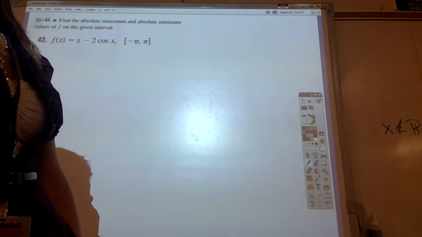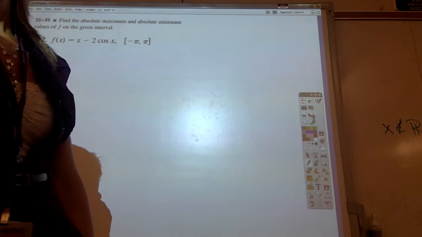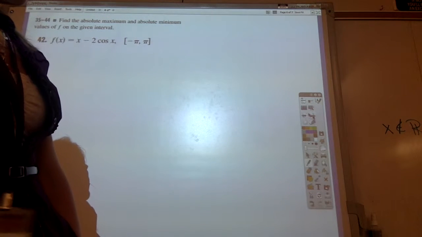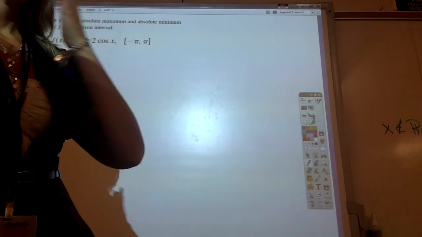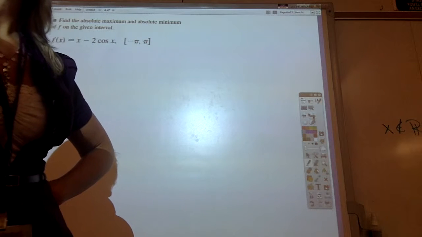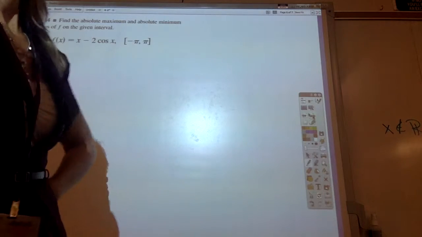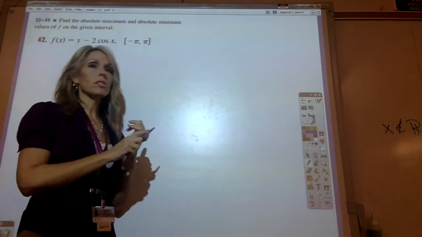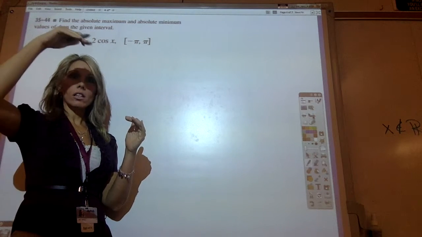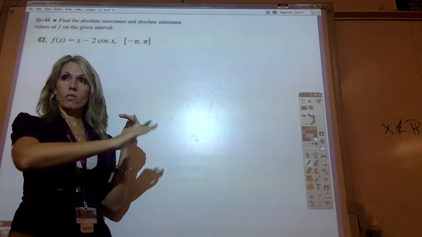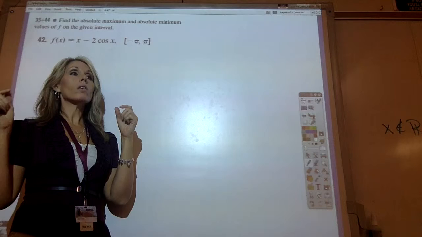The period is too high. Negative pi to pi is too high. Right, I mean, the period is not too high, the interval is probably just one period. But again, let's go back to this. The absolute max and absolute min are going to occur possibly at critical numbers, where the derivative is 0 or possibly where the derivative is undefined if it ever is, or it happens at endpoints.